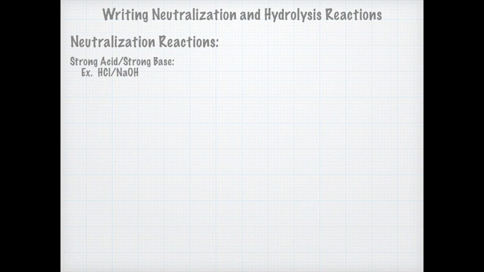So let's first look at strong acids and strong bases. Here I have hydrochloric acid and sodium hydroxide. Hydrochloric acid reacts with sodium hydroxide. Keep in mind this is a double replacement reaction, so what it's going to produce is water, H2O, and NaCl. So you've got NaCl and H2O.